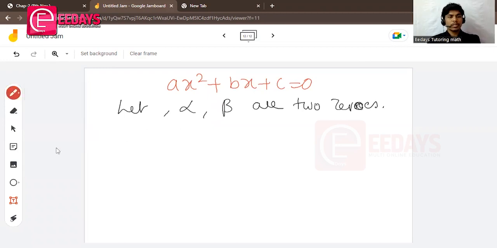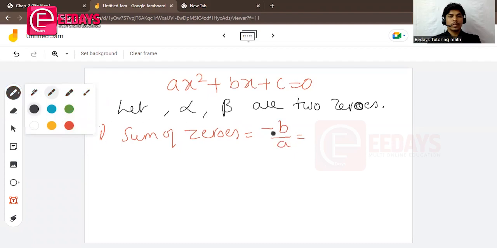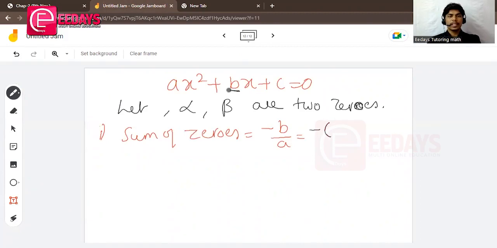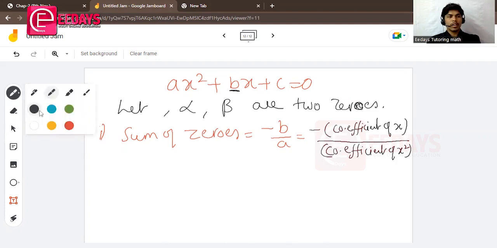Now, sum of zeros. First one is sum of zeros is equal to minus b by a. What we call minus b by a is nothing but minus of coefficient of x by coefficient of x square. Try to take the notes, everyone. Coefficient of x square. Now let's come to the next, product of zeros.